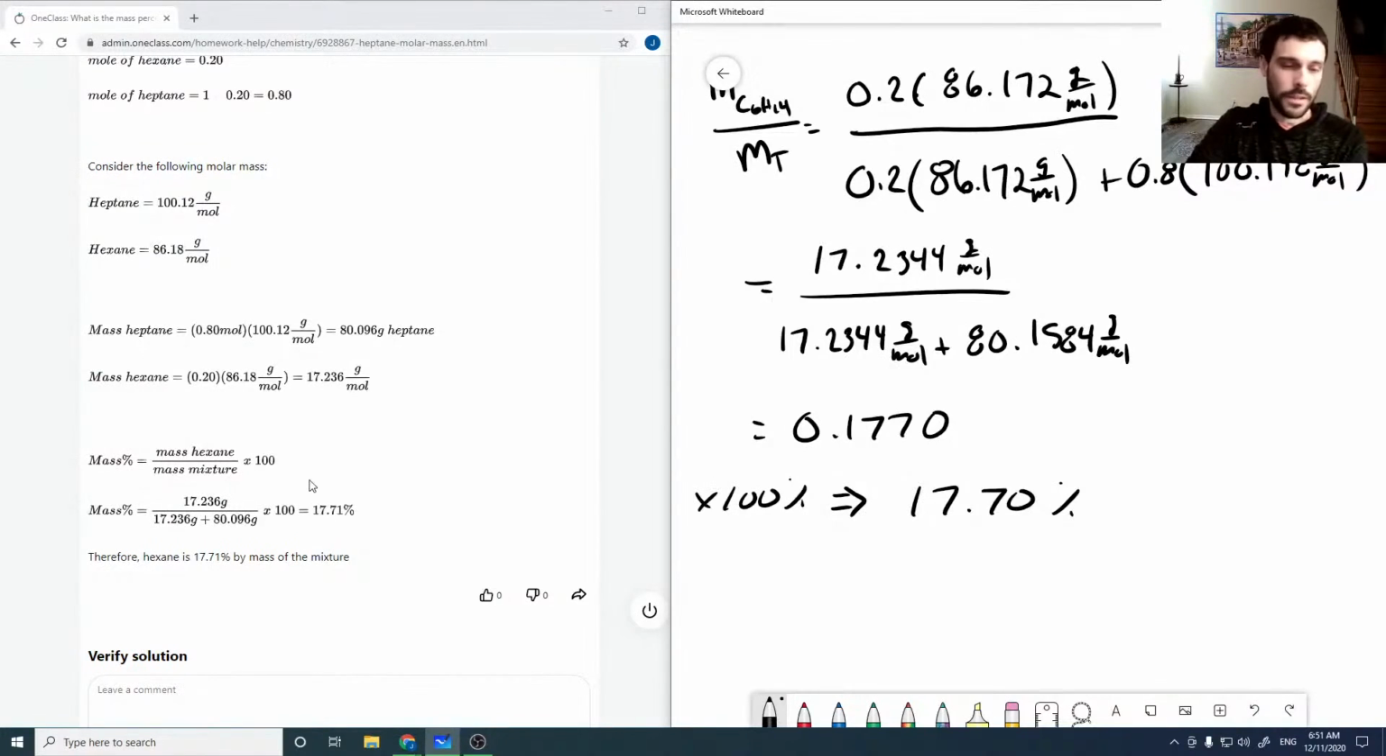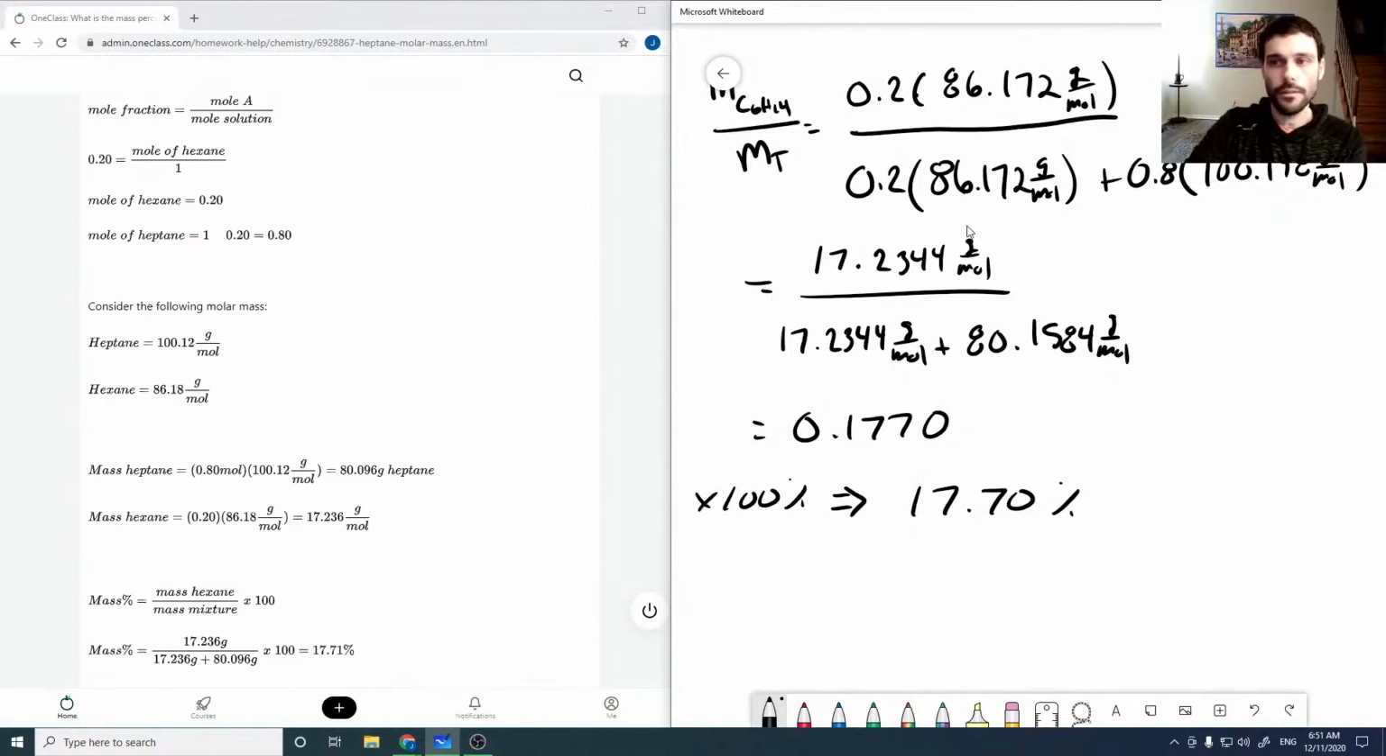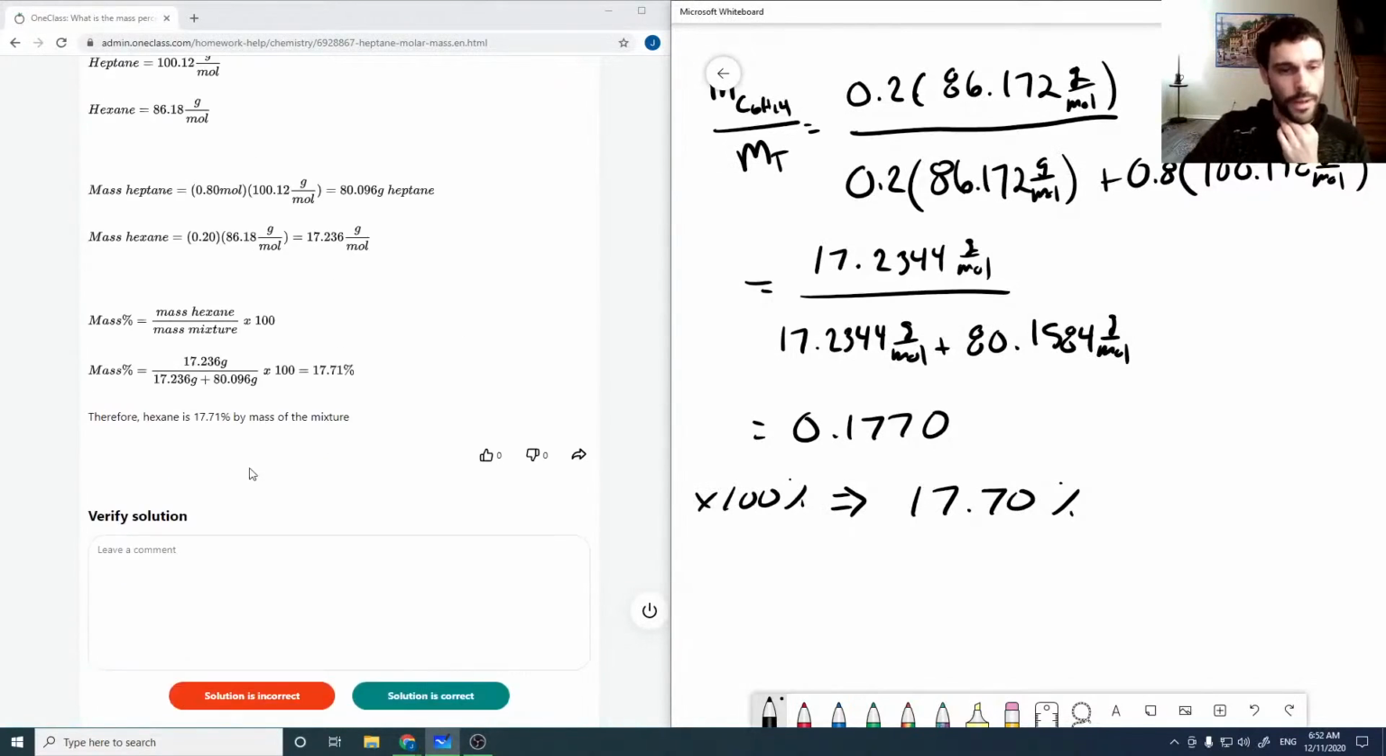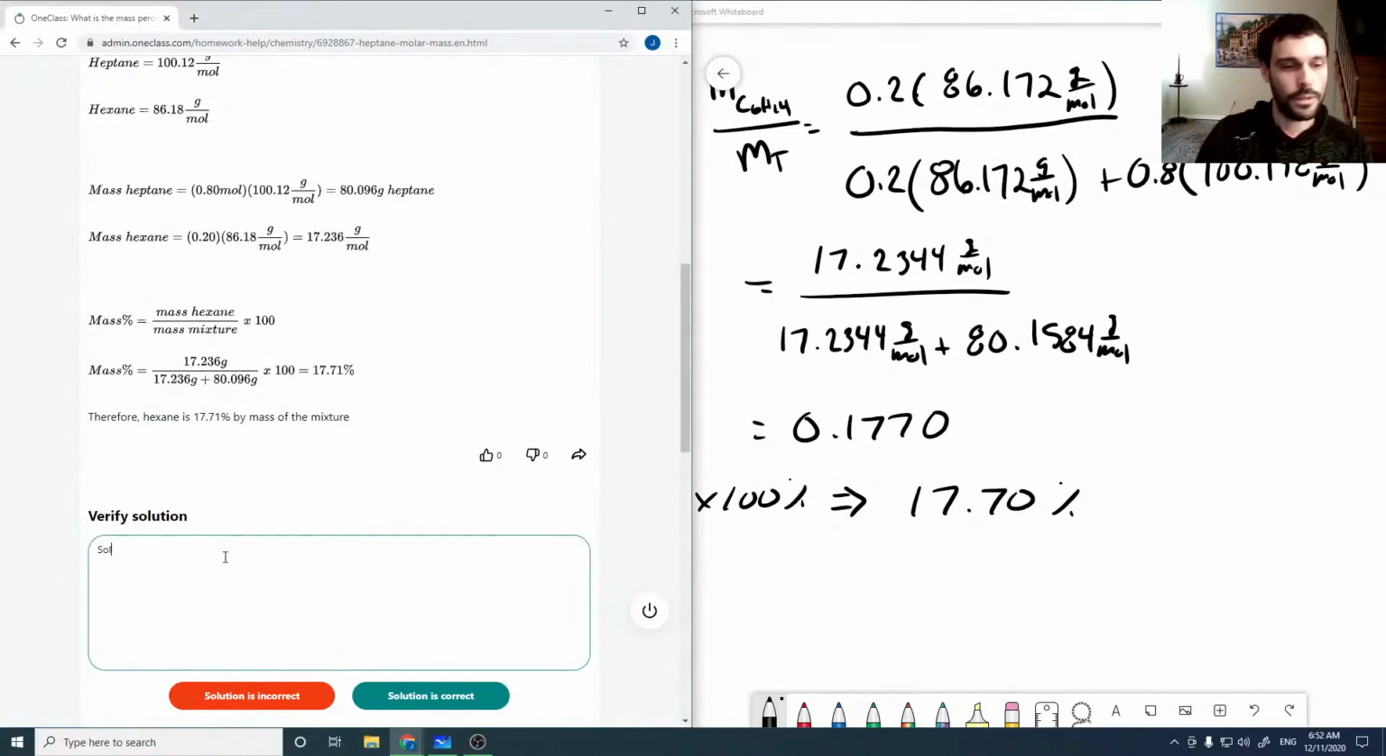It comes out to be 17.71%, but that's likely just rounding errors or differences in the number of decimal places. It also looks to be a difference in the molar masses used for carbon and hydrogen, because hexane comes out to be 86.18 in the solution, whereas I've got 86.172. So it's likely just differences in molar masses. But the solution, I would say, is correct.